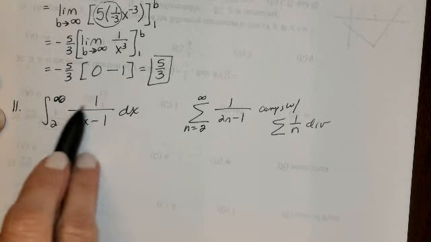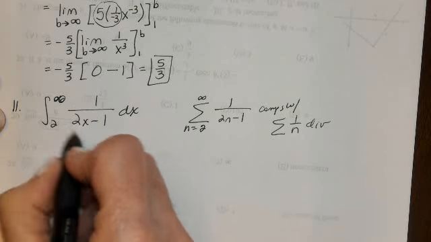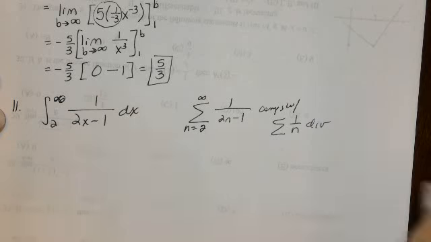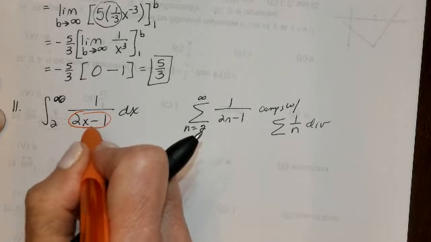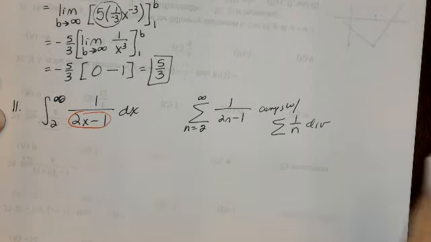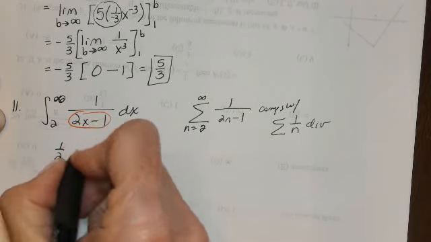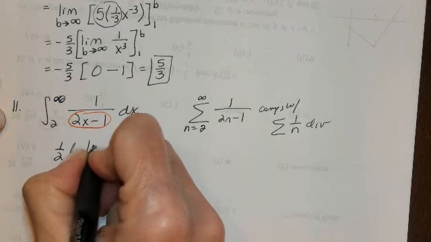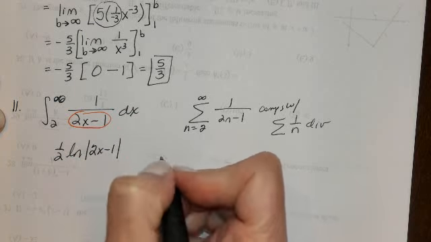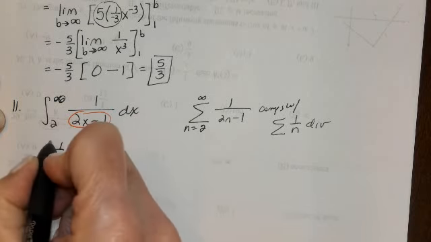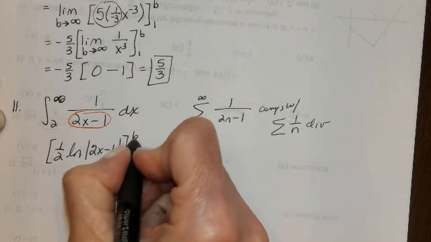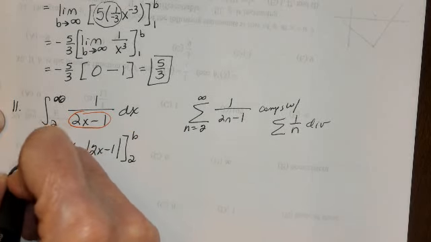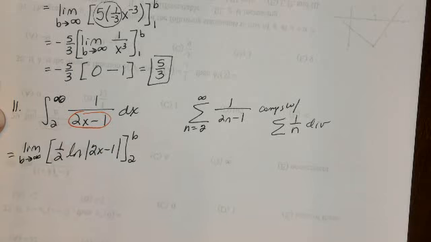It's not that hard, right? So the antiderivative here, if you look at the denominator, the derivative of that is 2. We have to undo that 2, right? Undo that 2, and then it's just a natural log. And we need to evaluate that from 2 to infinity. So again, get your notation right.